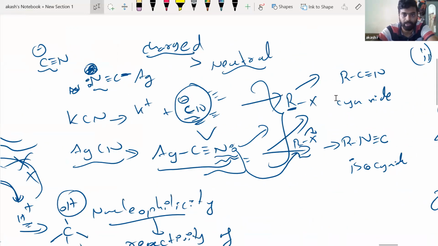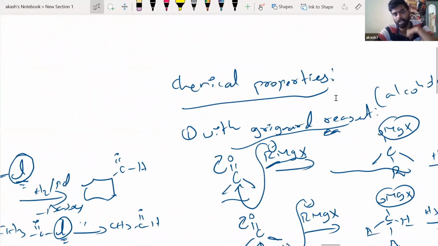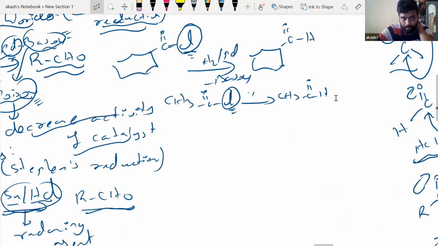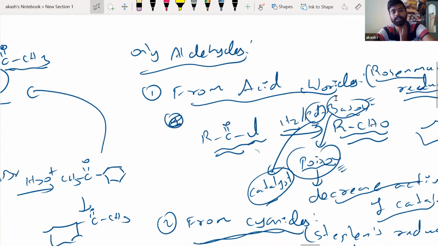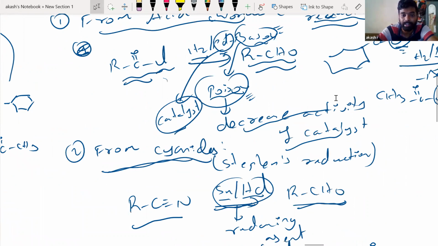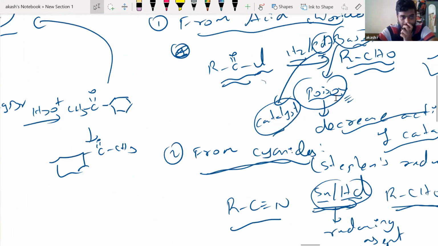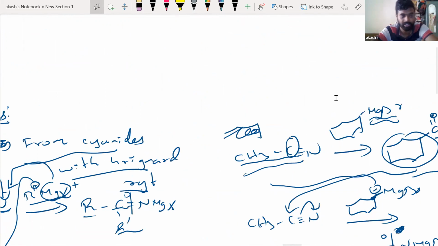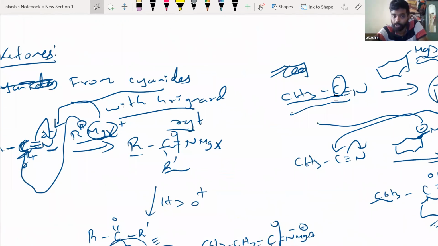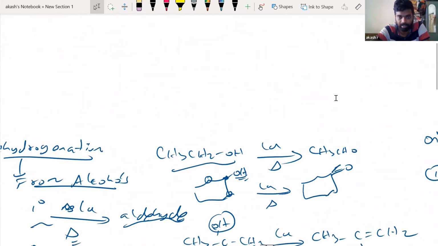So hope you remember what we saw last class. We were talking about chemical properties, if you can remember. We finished with preparations. We saw different name reactions: Stephen's reduction, Etard reaction, Rosenmund reduction. And we saw the Grignard reagent, and how you form ketones only from this. So we saw all those things last class.